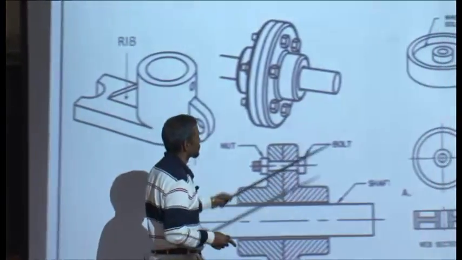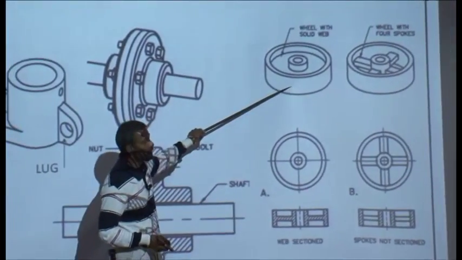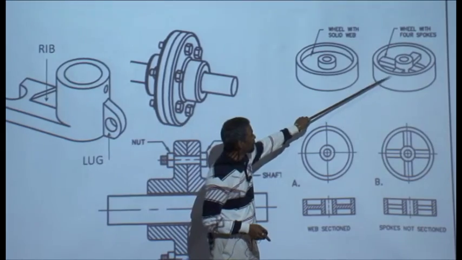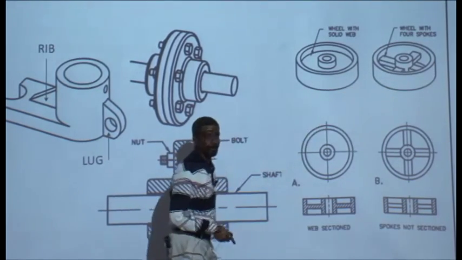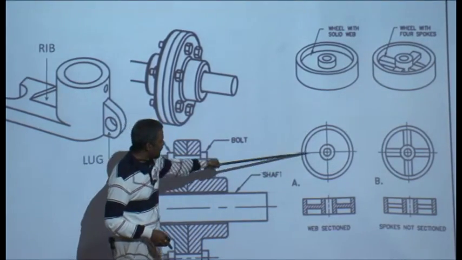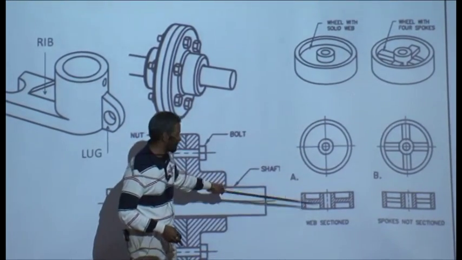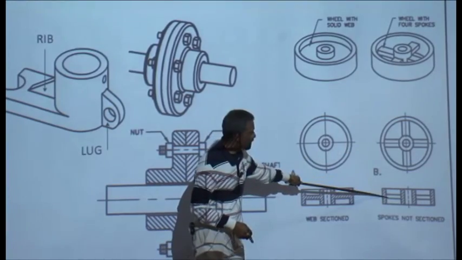So, two kinds of pulleys are shown over here. One is a pulley with solid web, and one a pulley with spokes. So, the one with solid web is sectioned, the web is sectioned, and in this case the spokes are not sectioned.